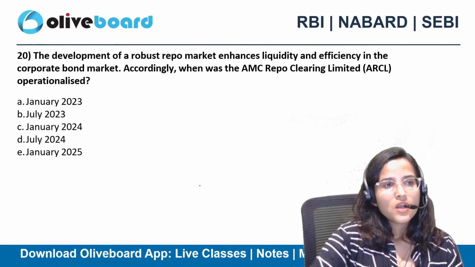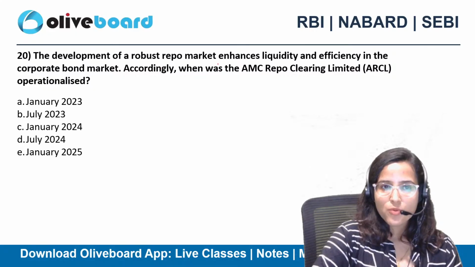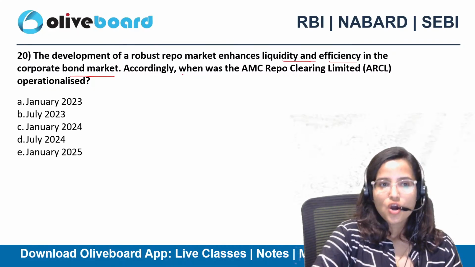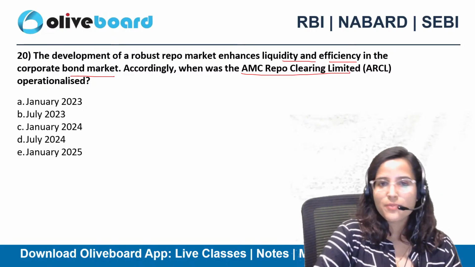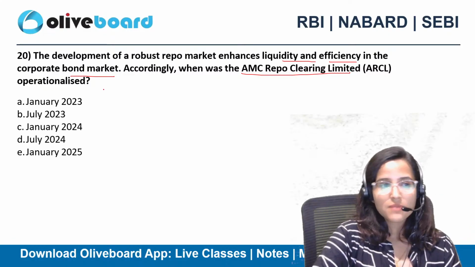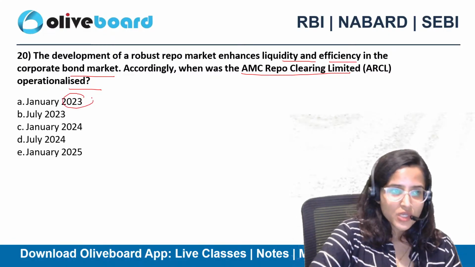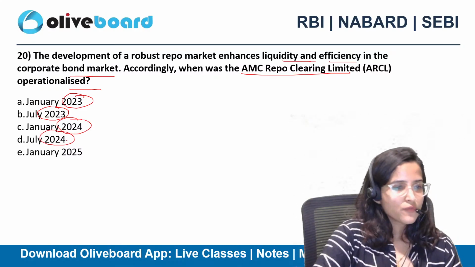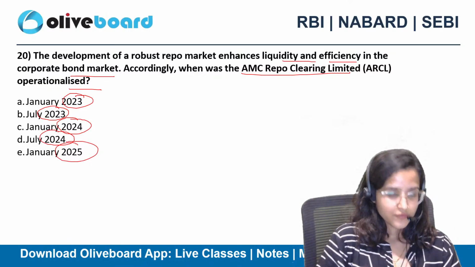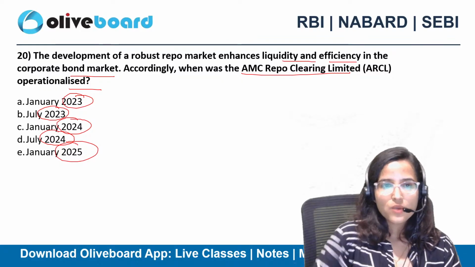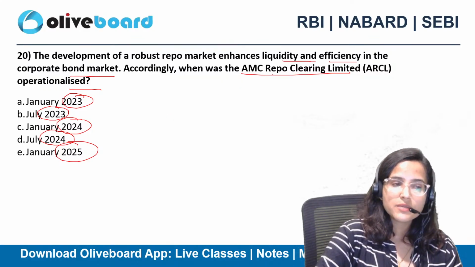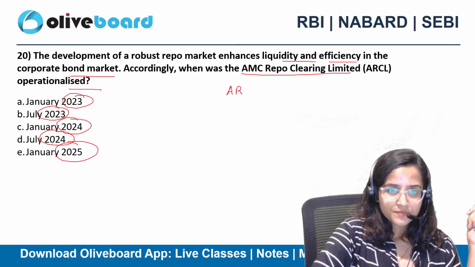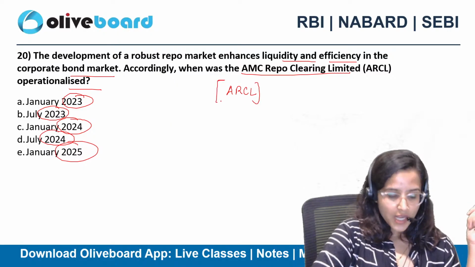Okay. The development of a robust repo market enhances liquidity and efficiency in the corporate bond market. Accordingly, when was the AMC repo clearing limited operationalized? January 23, July 23, January 24, July 24, or January 2025? When was AMC repo clearing limited, ARCL, operationalized? Anyone? Any idea?